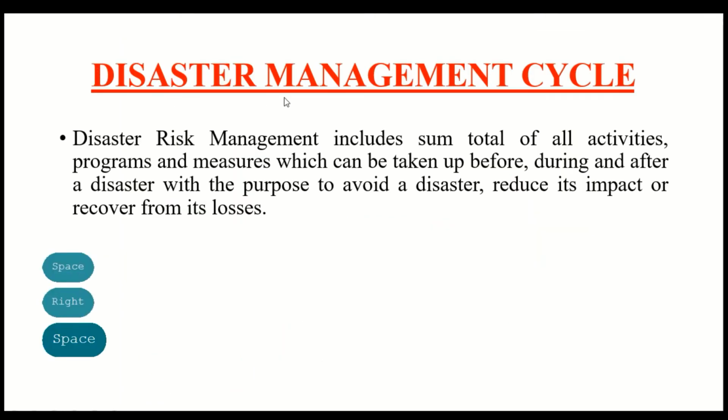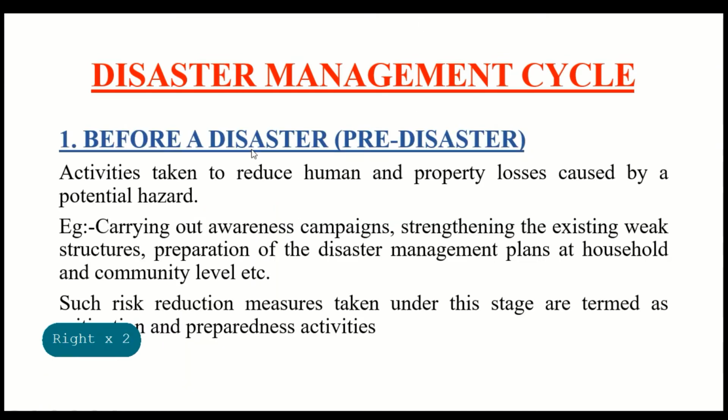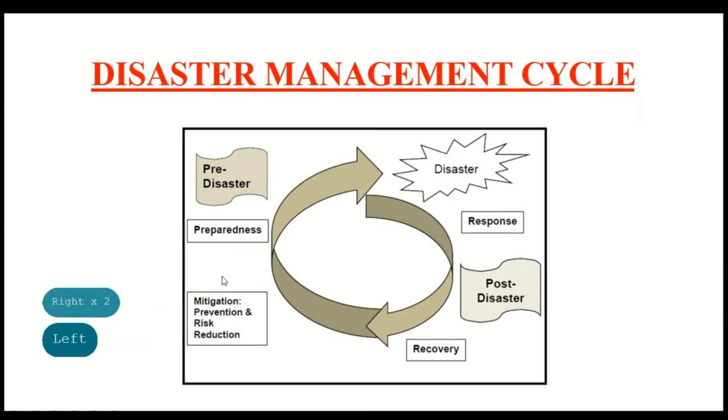Then the next one is the disaster management cycle. There are three stages in this disaster management cycle. First one, pre-disaster, then second one is the disaster occurrence stage, and the third one is post-disaster. We can go through each one separately. First one, pre-disaster, that is before a disaster. The activities involved are preparedness and mitigation, prevention and risk reduction.